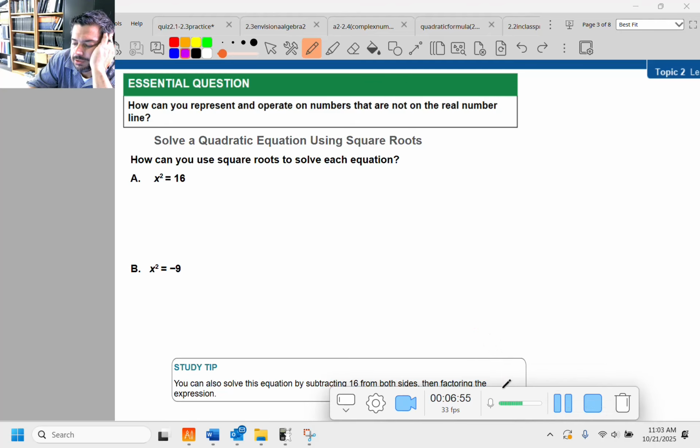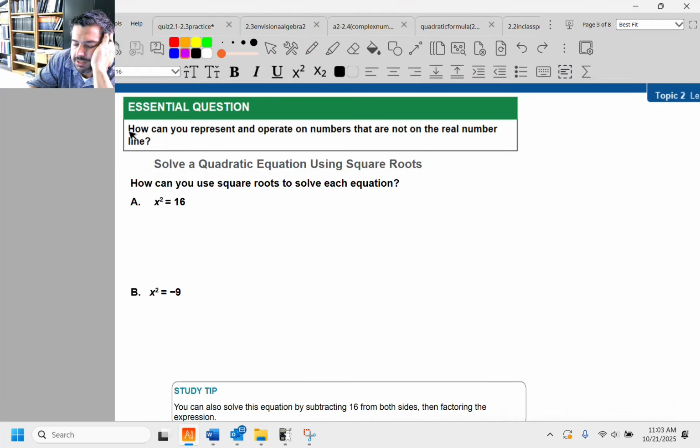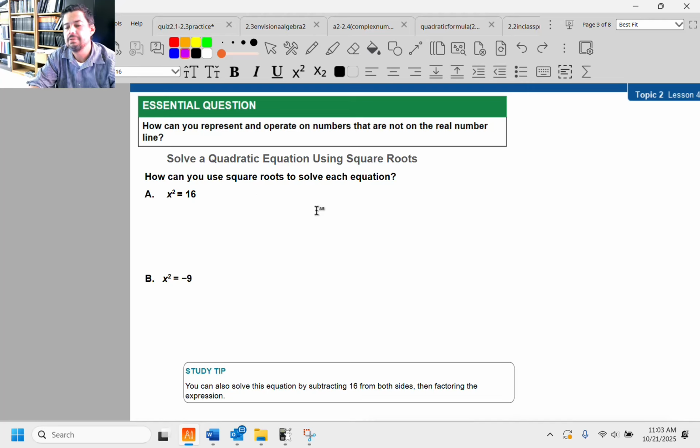Now, I've taught Algebra 2 for a great many years. One of the things I'm always surprised at is how kids don't know what the opposite of squaring is. The opposite of squaring is and always will be square rooting.